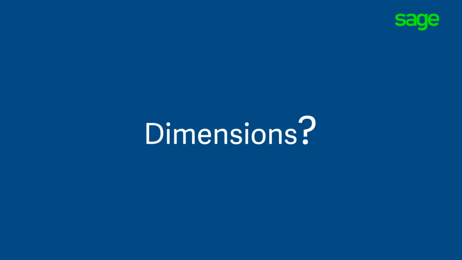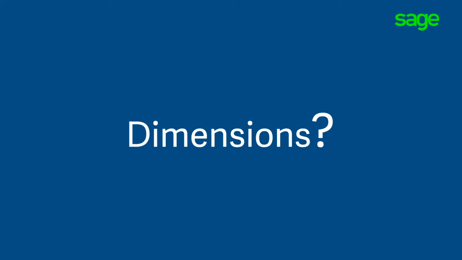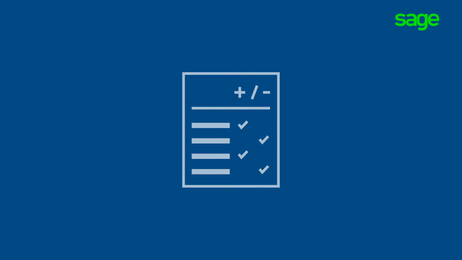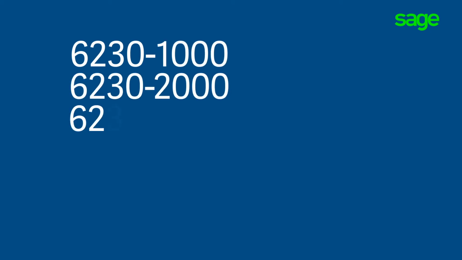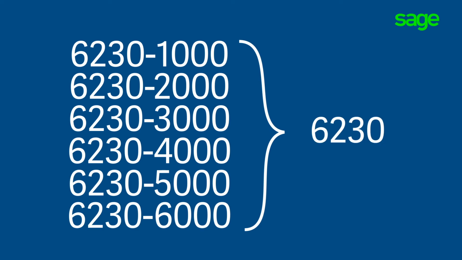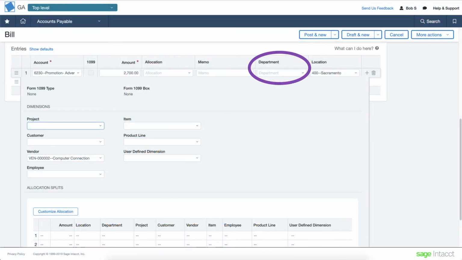How do dimensions make such an impact? They make it easier for you to set up and use your chart of accounts. For example, instead of setting up expense accounts for each of your departments, you can set up a single expense account. Then use the department dimension to filter by individual departments in your reports.